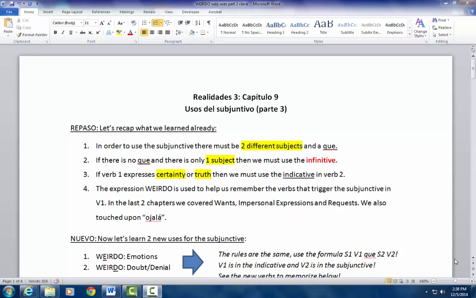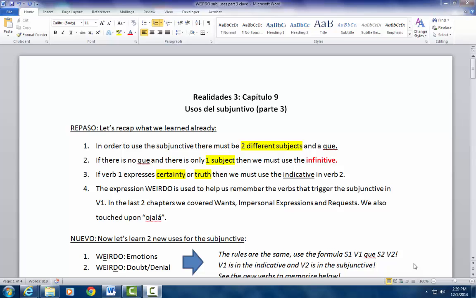Number 4. The expression WEIRDO is used to help us remember the verbs that trigger the subjunctive in verb 1. In the last two chapters, we covered wants from the W, impersonal expressions from the I, and requests from the R. We may have touched on ojalá or maybe not, but it's very easy and I'm going to give you some notes on it today.